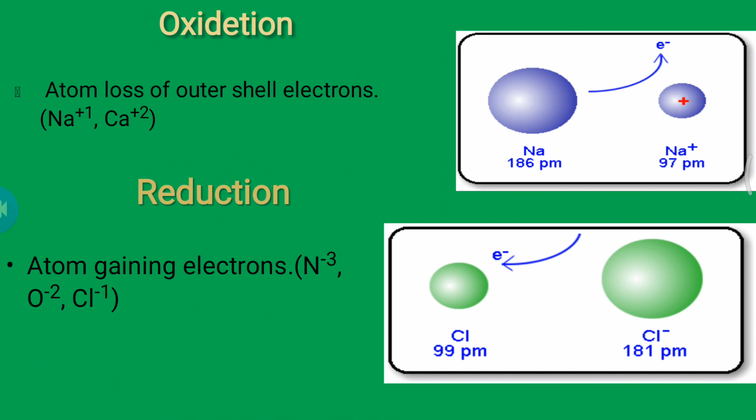Here, what is oxidation and what is reduction? Take the example of sodium and chlorine. The sodium atom loses its outer shell electron, which means it is oxidized, so oxidation takes place. In chlorine, the chlorine atom gains an electron to form Cl minus. That means reduction.